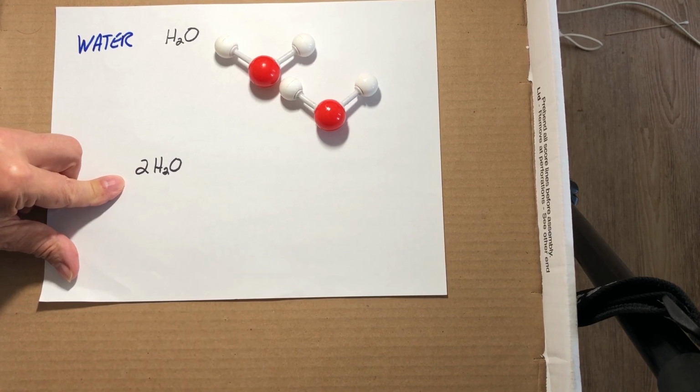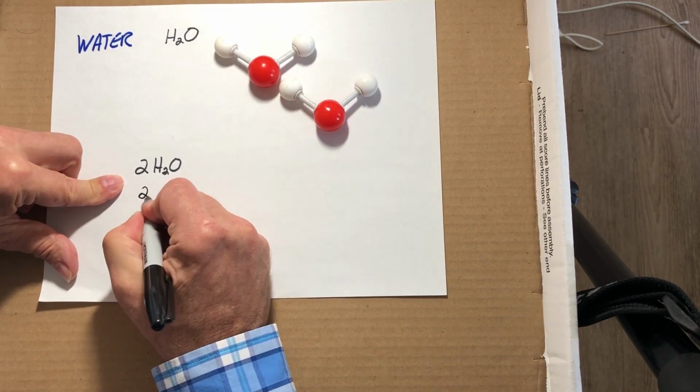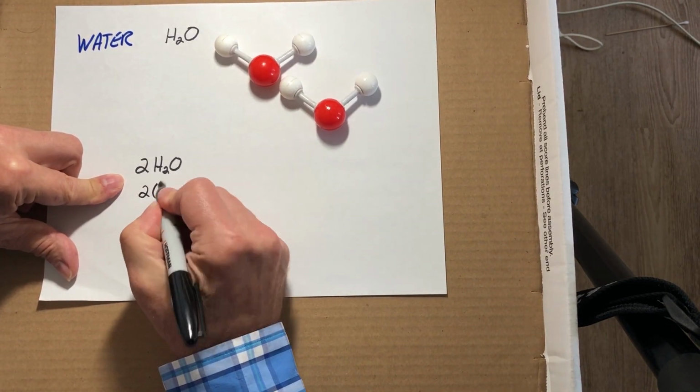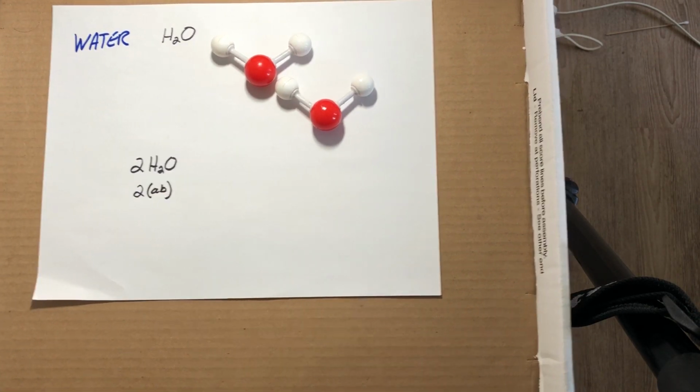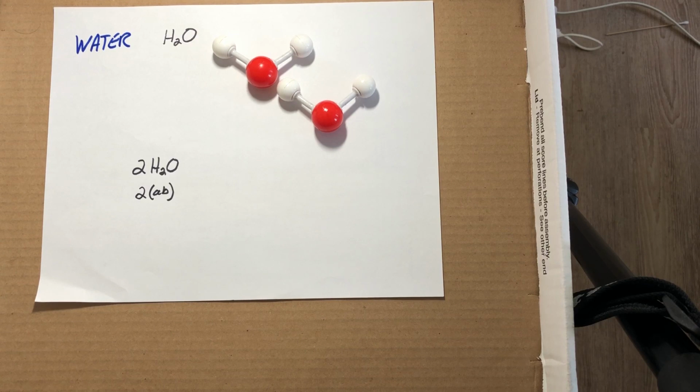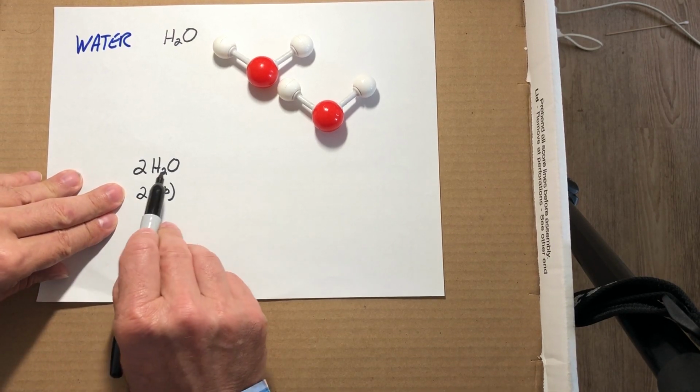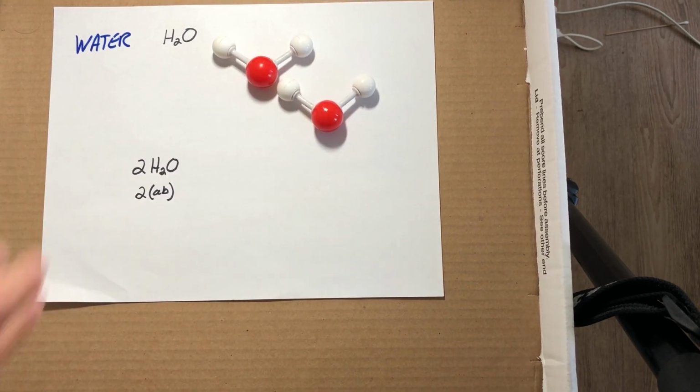I suppose in math, the 2 might come in front like that, and maybe you have an A and a B inside there. And that would, of course, indicate that the 2 is multiplying everything in the parentheses. We don't use that parentheses in chemistry, but it's a similar idea. We're saying that there are 2 molecules of water.